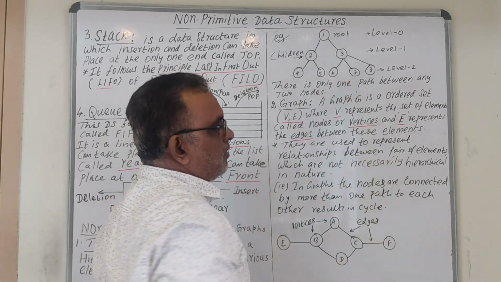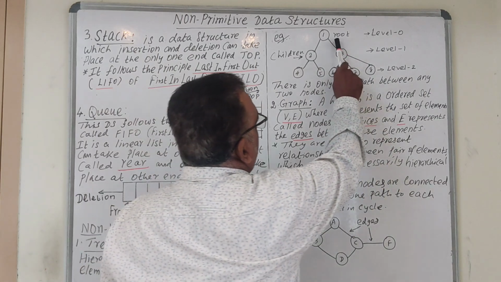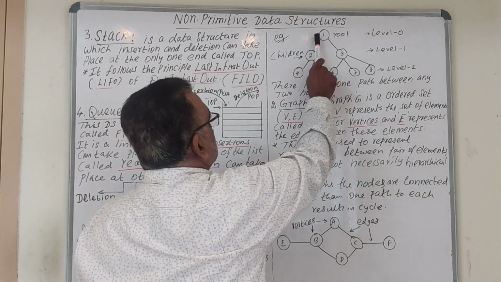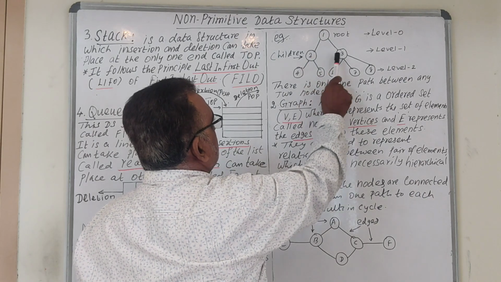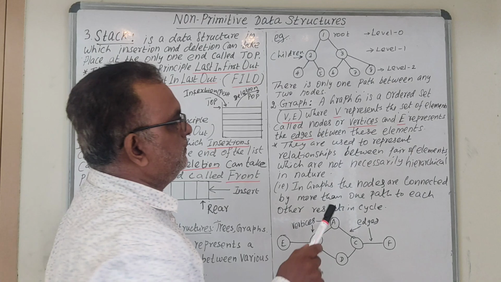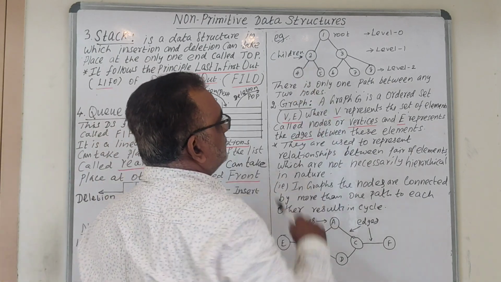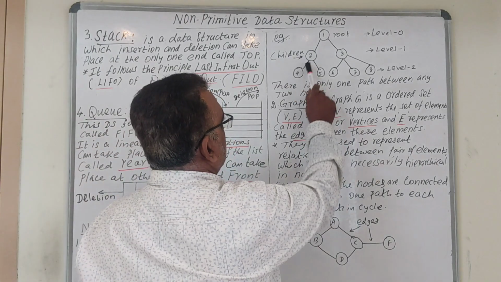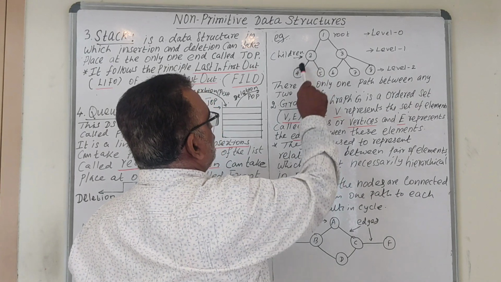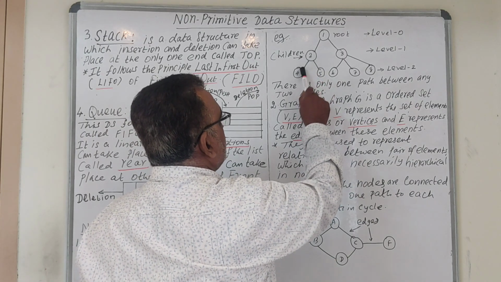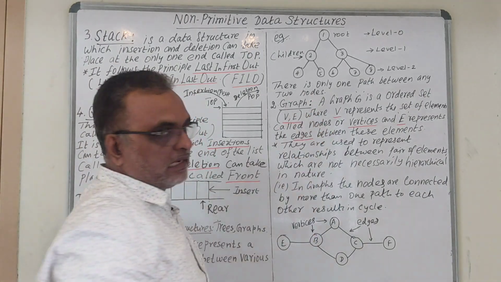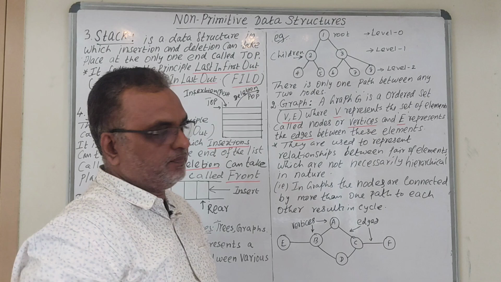The first node is called the root node, and we have levels like level 0, level 1 and level 2. This is the parent and these are the children. There is only one path connecting two nodes. If you take these two nodes, the connection between them is by this one edge only. That is the main criterion of trees.